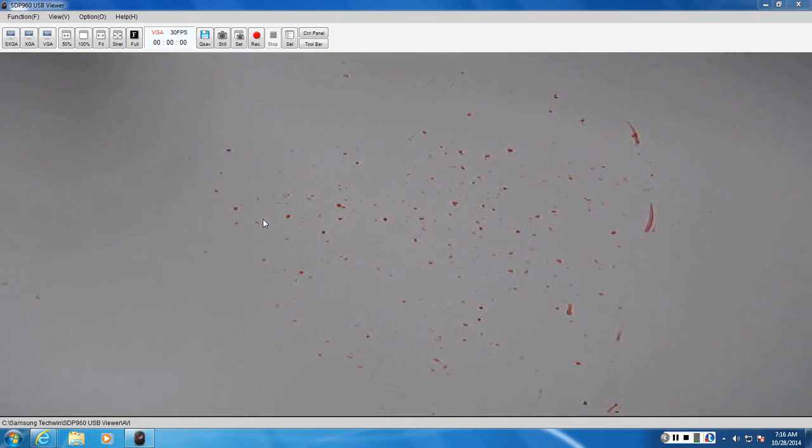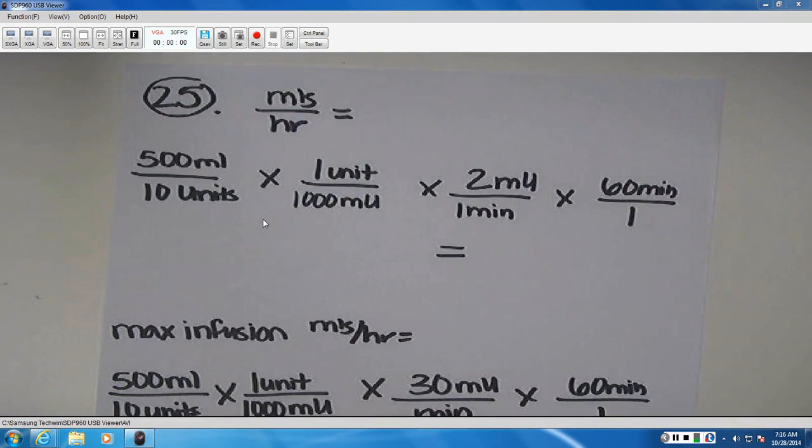Okay, last one. Let's do number 25, because this one is talking about milliunits and units. I looked through the book and I did not see this equivalent, but 1 unit equals 1,000 milliunits. So that is your equation there. 1 unit to 1,000 milliunits. You kind of need to know that to solve these problems.